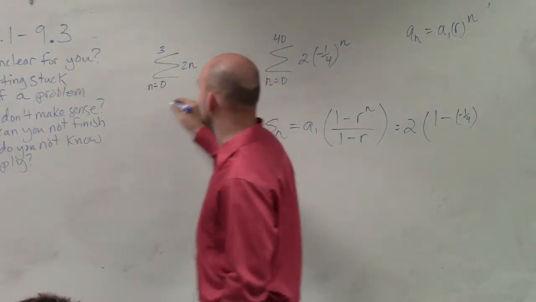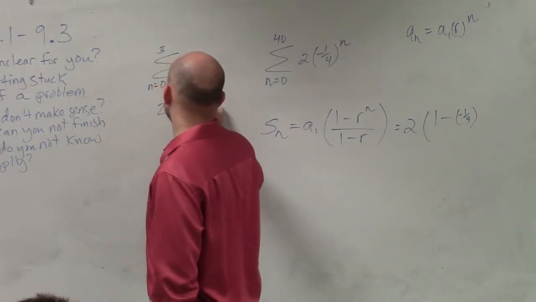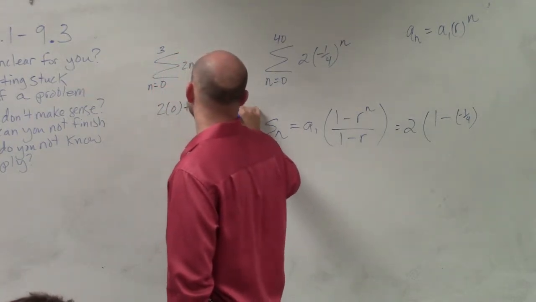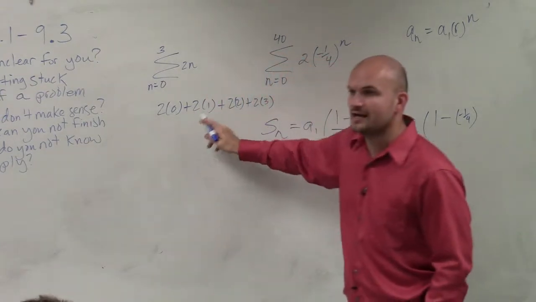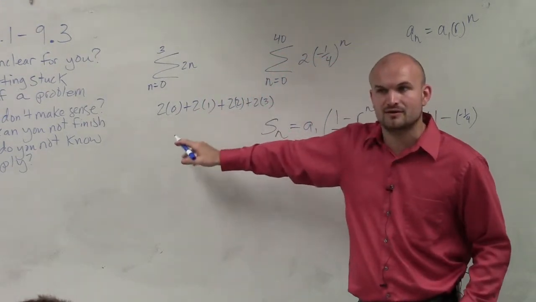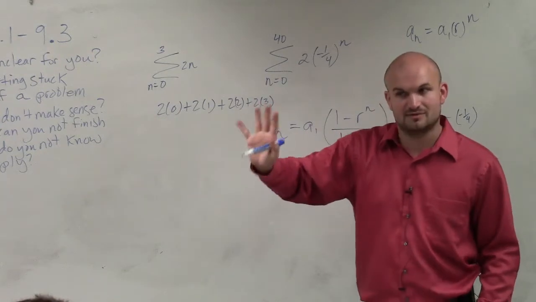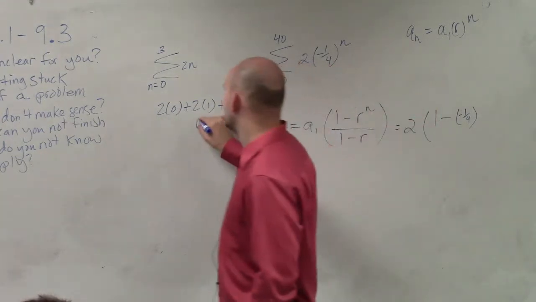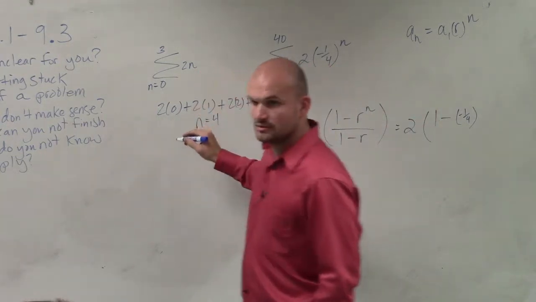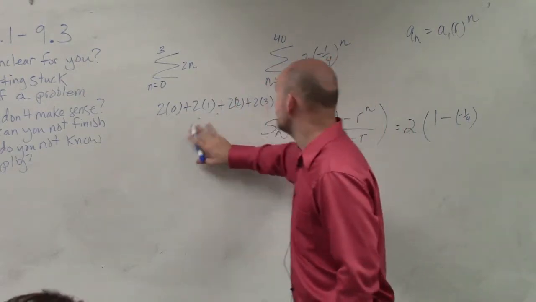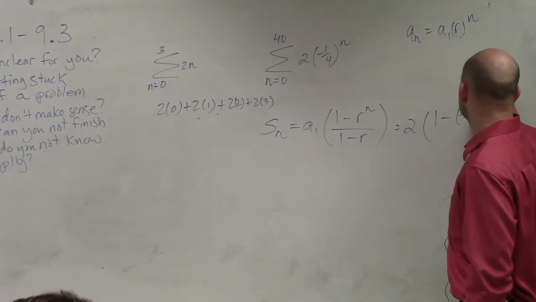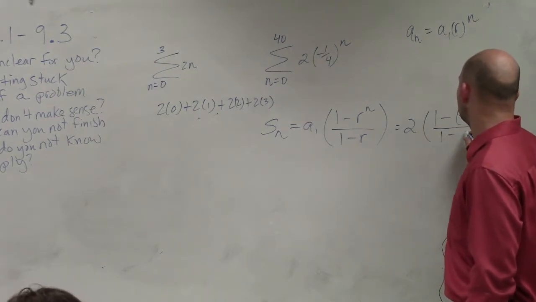formula was 2n. Then what we're doing is 2 times 0 plus 2 times 1 plus 2 times 2 plus 2 times 3. So how many times am I doing that? 4 times, right? So n would equal 4, the total number of terms. So therefore, in this case, I'm going to raise that to the 41st power over 1 minus negative 1/4.